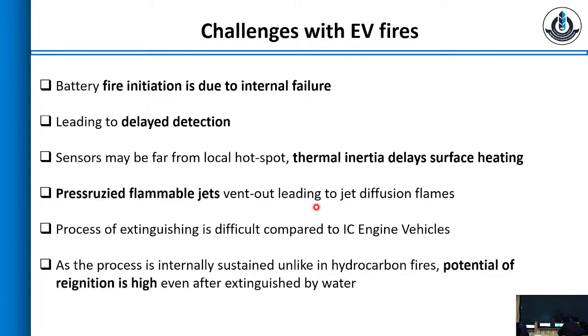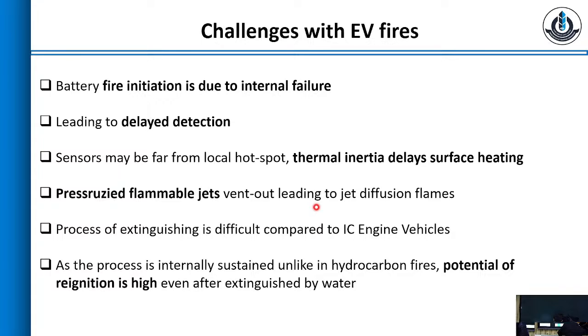Now you can place sensors, right? Thermal sensors, but the thermal sensors will be maybe far away from the local hotspot. Okay, so you have a large battery pack, and you have sensors at multiple locations. But the actual hotspot initiation may be happening at a location which is far away from the sensors. Okay, so that may not be sufficient. And there is thermal inertia of the whole body, so that also will delay this surface heating sensing, right?